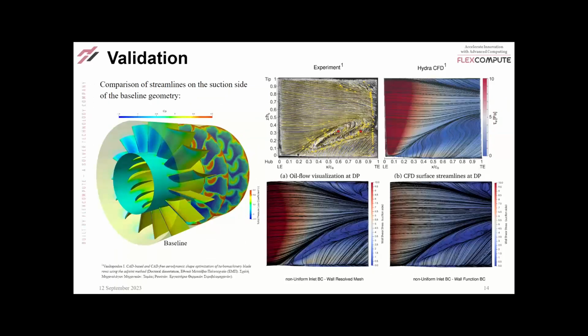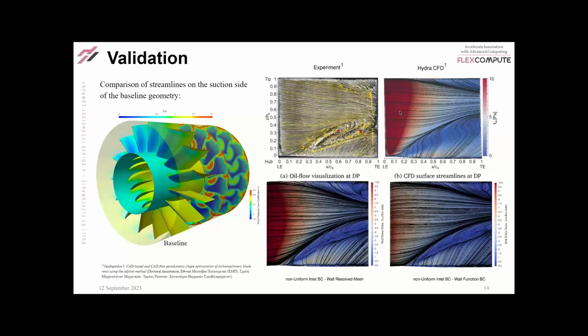Here is a comparison between the flow solution on the suction side, streamlines on the suction side of the baseline geometry in comparison to the experiment shown on the top left, and the Hydra CFD, which is Rolls-Royce CFD solver on the top right. And when you compare the experiment with the Flow360 solution on the bottom, you can see that we captured this flow separation very well.